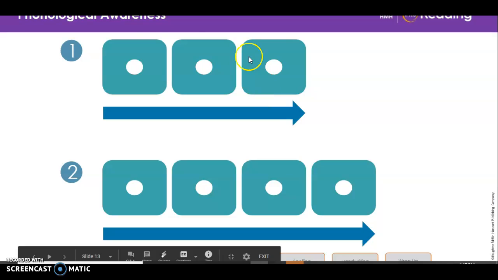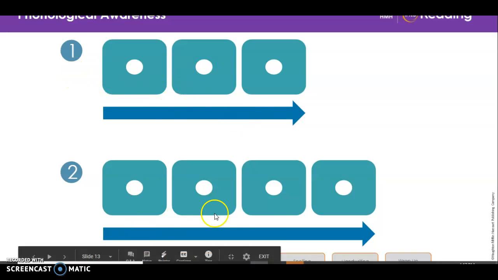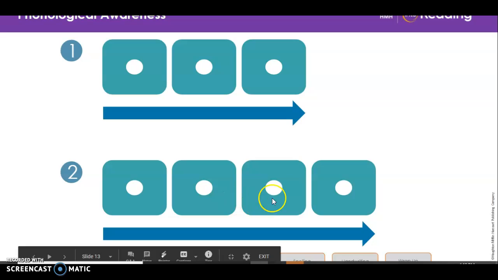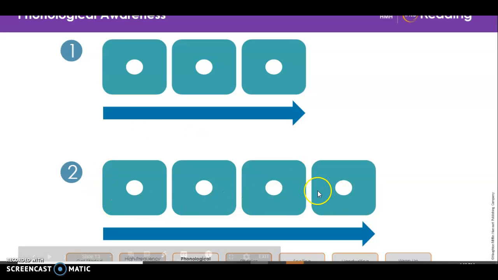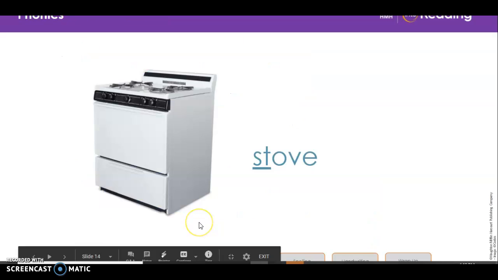A. Rain. A. Ran. Sink. Stink. Soon. Spoon. Good job.